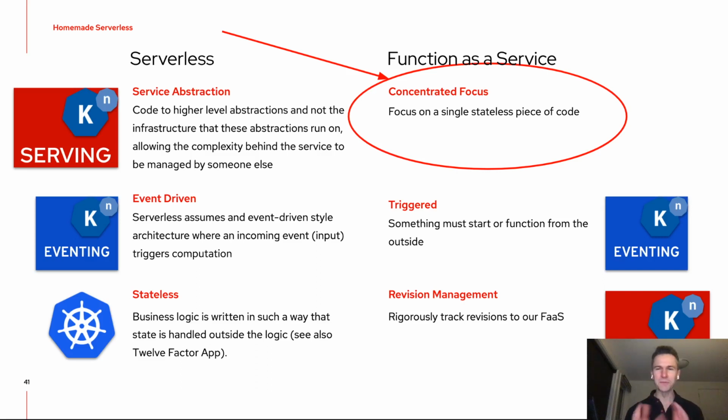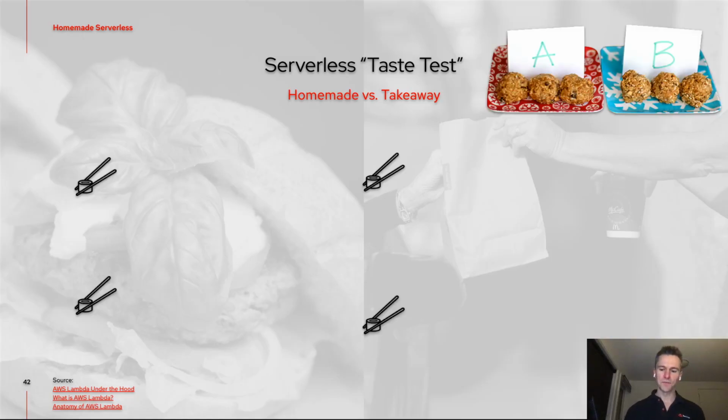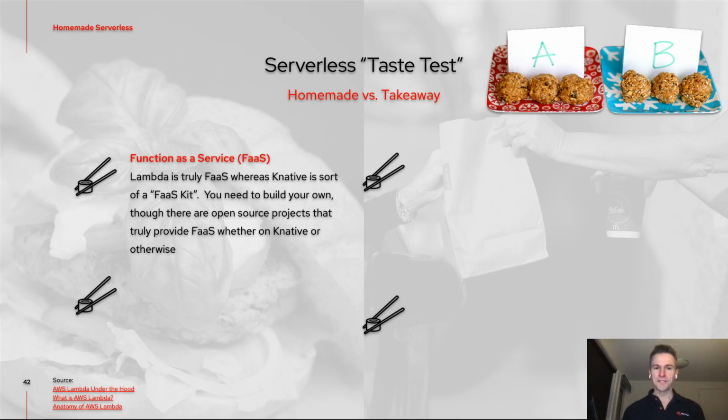In some ways, we've demonstrated some function as a service by showing how our containers can get built and uploaded into something like an OpenShift or your own image registries. But it's still a bit different, which brings us finally to our summary taste test. So first off, function as a service. Lambda is truly function as a service, whereas Knative is sort of a function as a service kit, like a salad kit. You need to build your own, though there are plenty of open source projects that provide a truly function as a service, whether it's based on Knative or otherwise. Open function as a service is an example of that. I don't believe it's based on Knative.